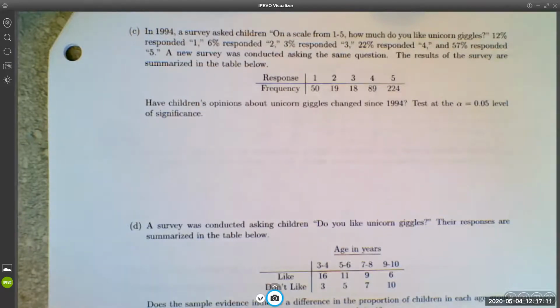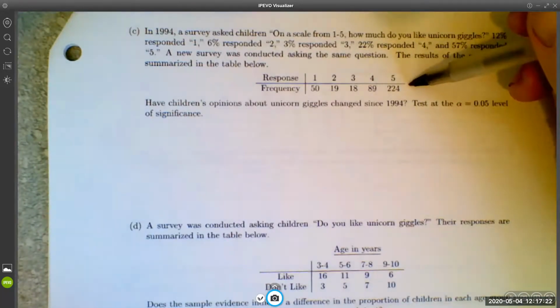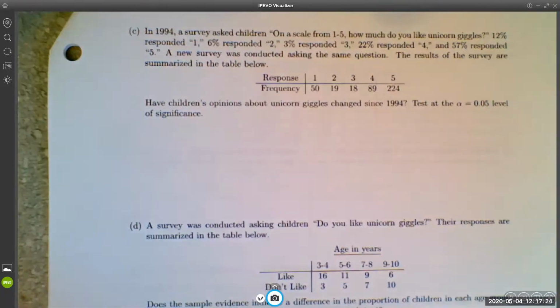That was in 1994. A new survey was conducted asking the same question. The results of the survey are summarized in the table below, right? So this table right here. And now the question: have children's opinions about unicorn giggles changed since 1994?